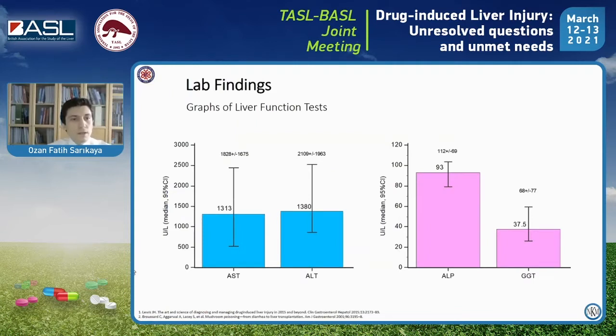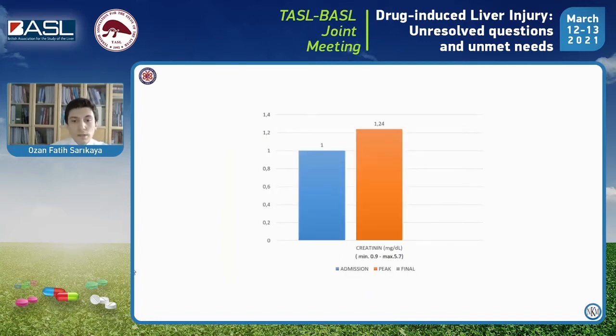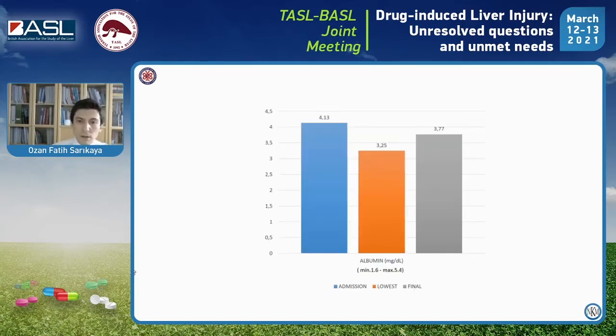Our lab findings, I can show you the graphs of liver function tests. The peak levels of AST and ALT were lower than in other similar studies. It might be related to late referrals, as I mentioned before, to our center, as we are a referral center. The total bilirubin levels, the peak mean value was 4.92, and the peak level of creatinine was 1.24. And the lowest albumin level of the patients was 3.25.